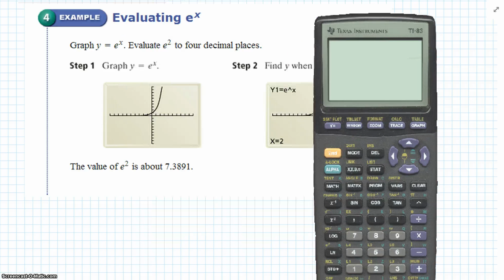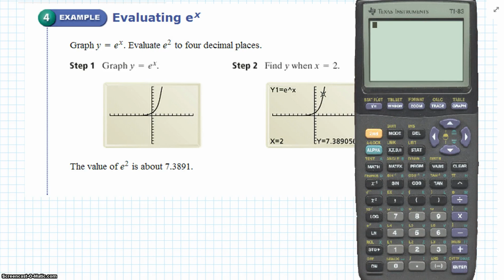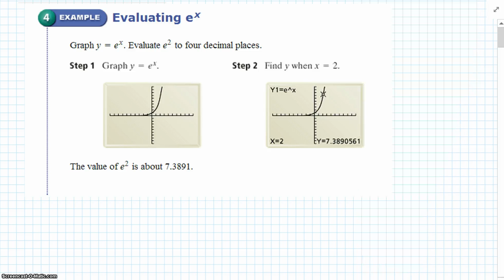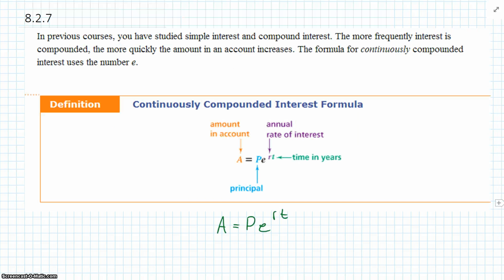So let's just evaluate what it says. Find e to the 2. So hit your second button, natural log, and then you just type in your 2. 7.38. Pretty easy work there. We're not worried about graphing it right now with the calculator. We'll graph it by hand.